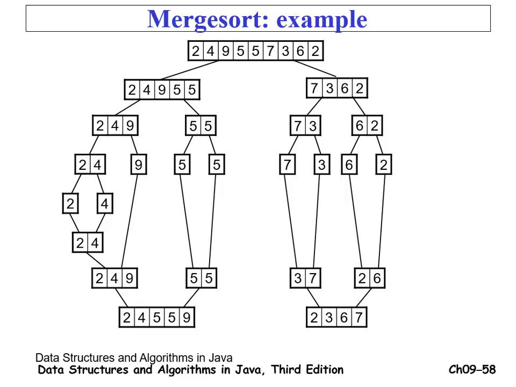Same thing with this one. When this merge sort finished, we have to wait for this merge sort finished. When this merge sort finished, that merge sort finished, then we merge. Okay? So how to merge?